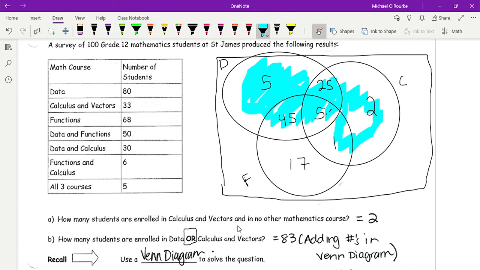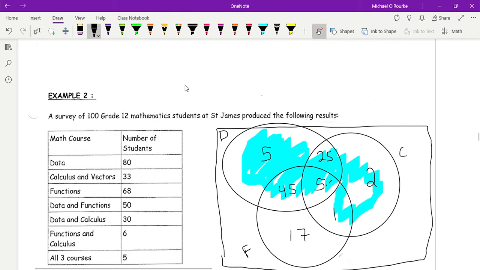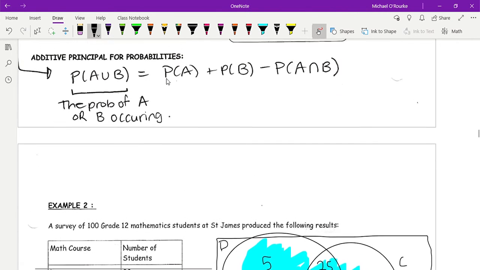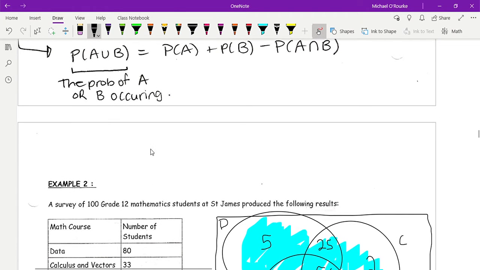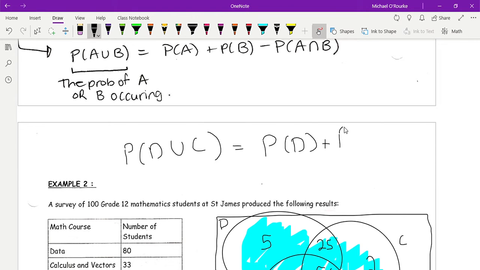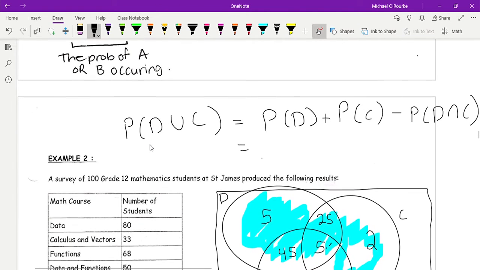Okay, then let's do it using the equation we just wrote down. What was the equation you wrote down? So I'm going to rewrite this in our own language. The probability of data union with calculus equals the probability of data plus the probability of calculus minus the probability of data intersecting with calculus. Does everyone understand what I just wrote? Yep, that's the formula we're using. It'll make more sense once I write in the numbers.